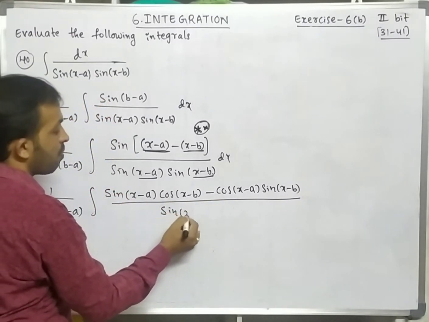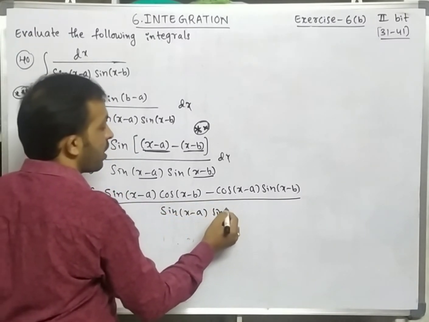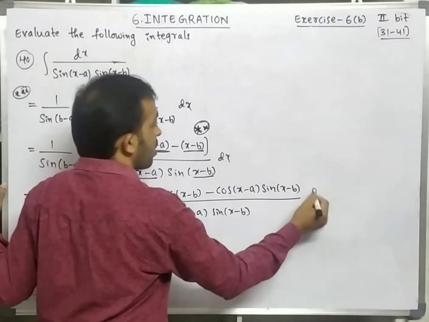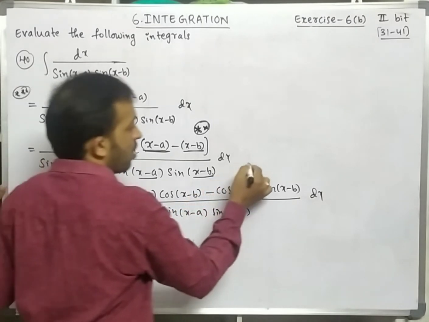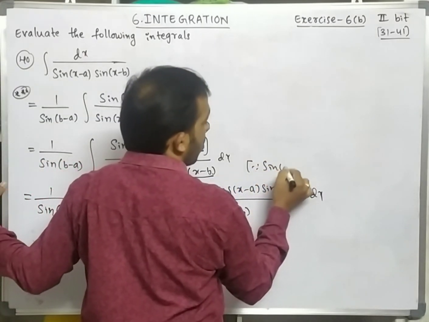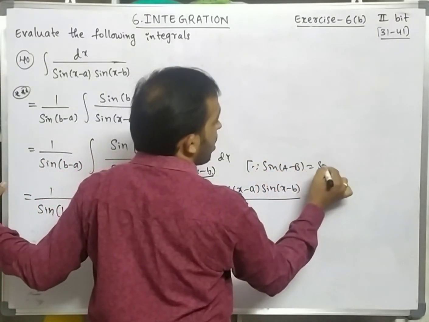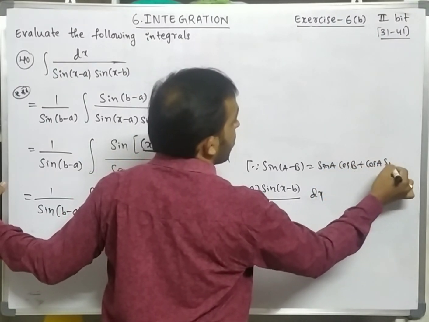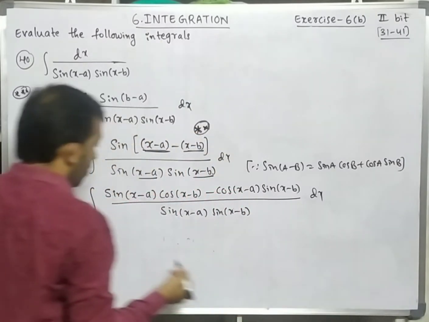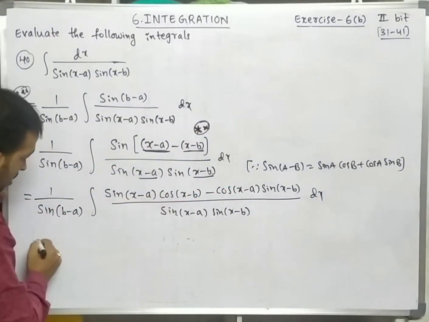Integration of 1 by sine of x minus a into sine of x minus b dx. Okay, so the sine of a minus b formula: sine of a minus b is equal to sine a cos b plus cos a sine b. Now what happens? Split the terms.